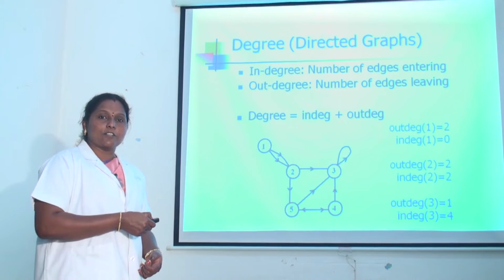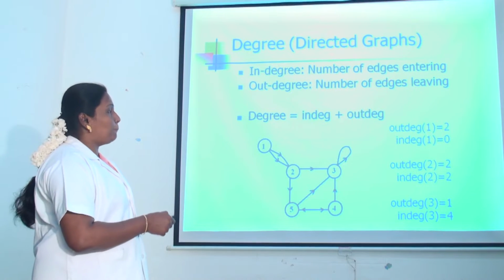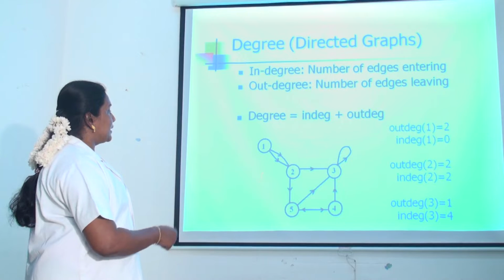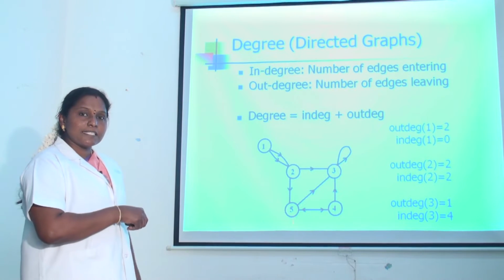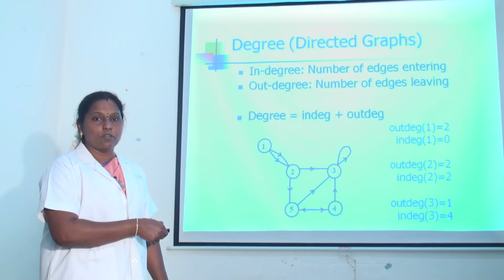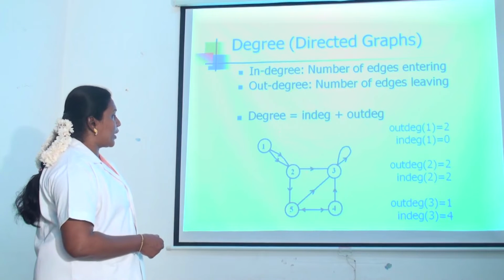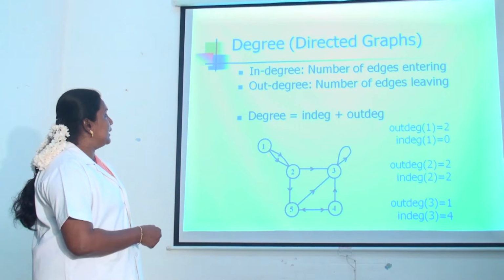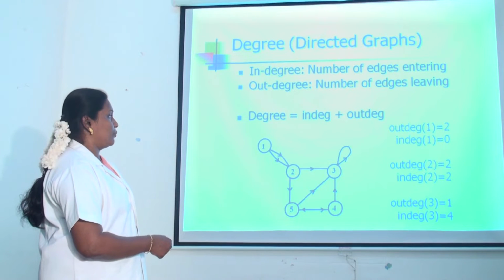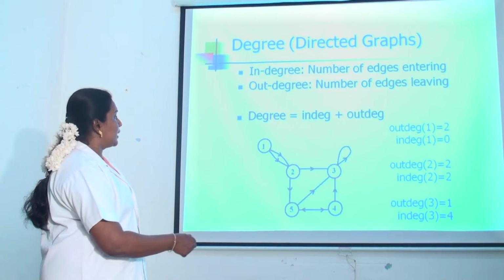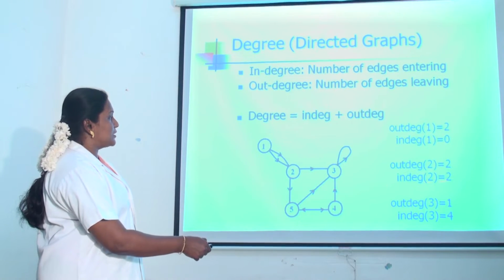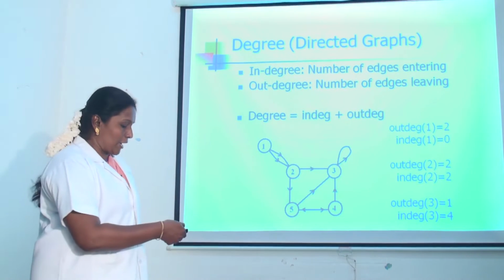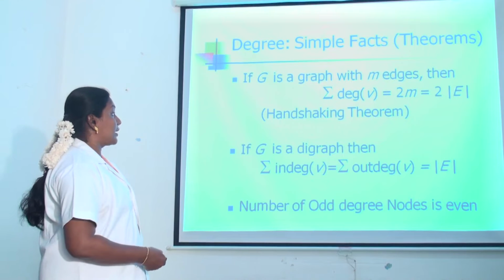In degree is also denoted as degree plus, and out degree is also denoted as degree minus. Here is a directed graph. In this directed graph, we have to find the degree. How to find it? Here the vertex is 2. The in degree of vertex 2 is 2, and the out degree is also 2. That way we have to find the value of degree in a directed graph.